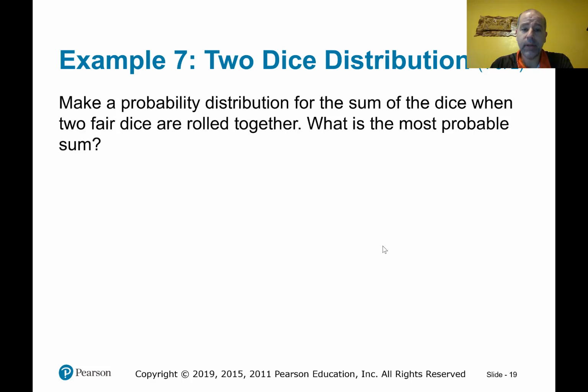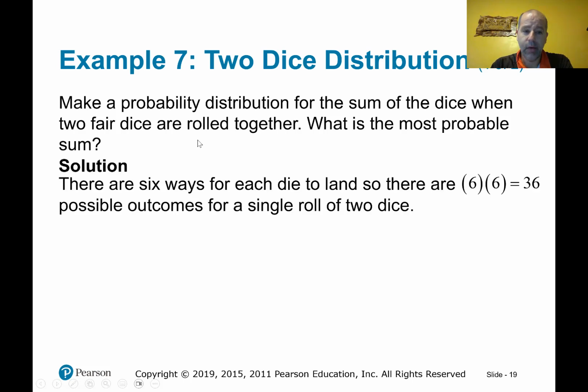Okay, it says make a probability distribution for the sum of the dice when 2 fair dice are rolled together. What is the most probable sum? The first thing we need to do is write out all the possible outcomes for rolling 2 dice. There are 36 possible outcomes for rolling 2 dice. The way we get that is by taking the 6 possible outcomes for 1 die, and 6 possible outcomes for the other die, and we multiply those two results.